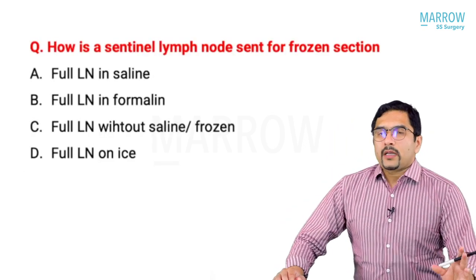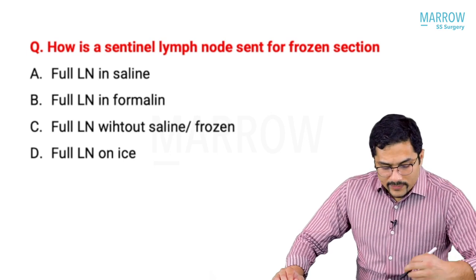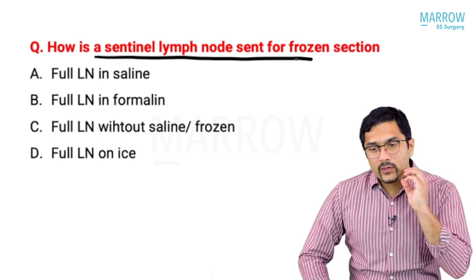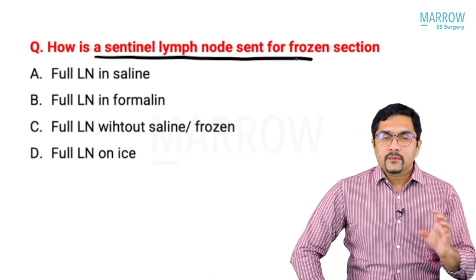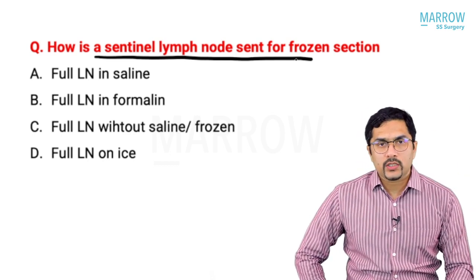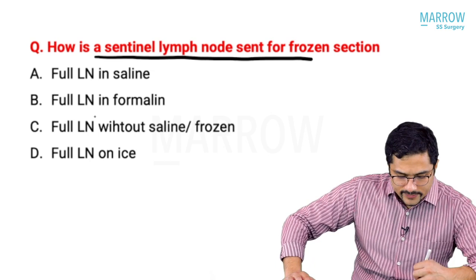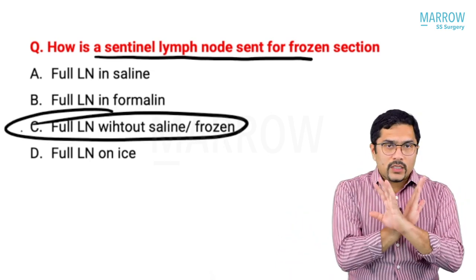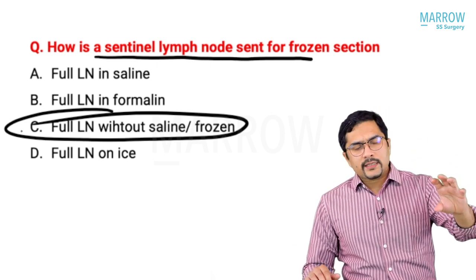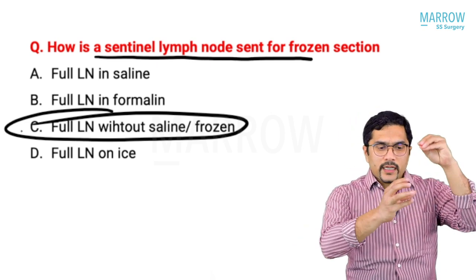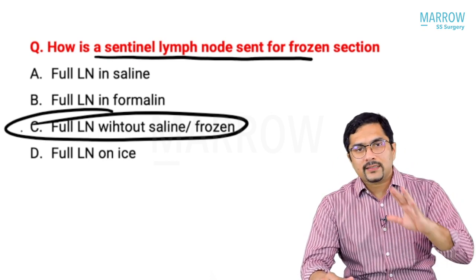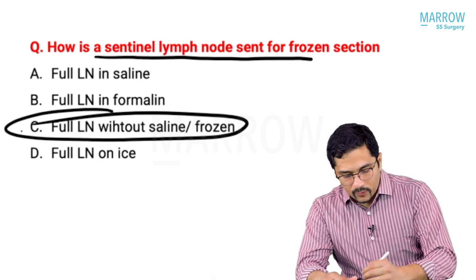There are a couple of questions from breast. How is a sentinel lymph node sent for frozen section? We remove sentinel lymph nodes during surgery. How do we send that sentinel lymph node to the pathologist? It is sent in a container which does not have saline and does not have formalin, right? So, it's just sent like this in a container. You put the entire lymph node and send it to the pathologist. You don't send it in saline and you don't send it in formalin.